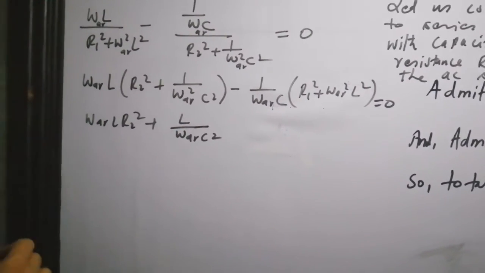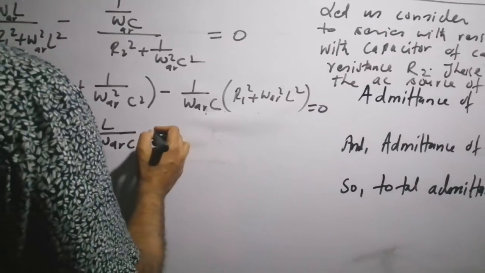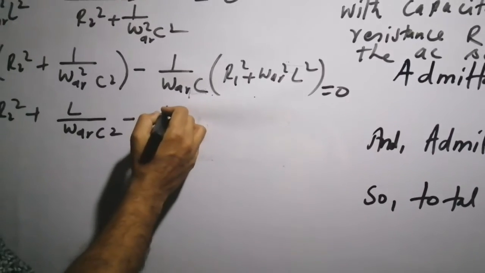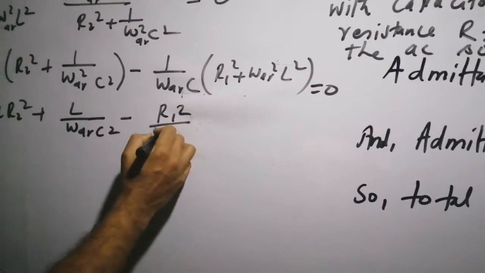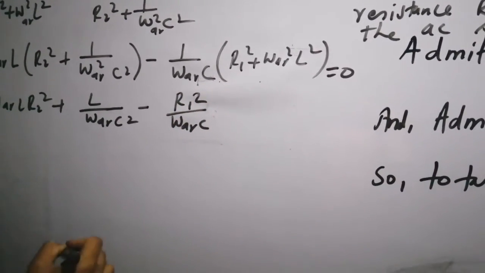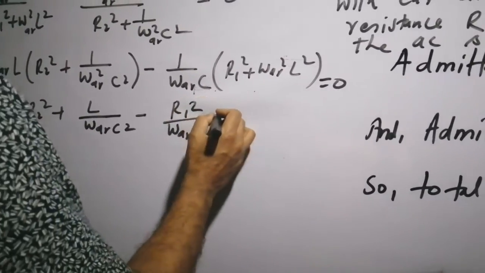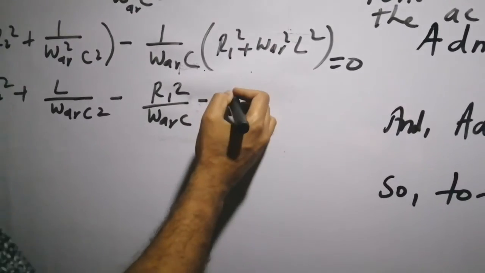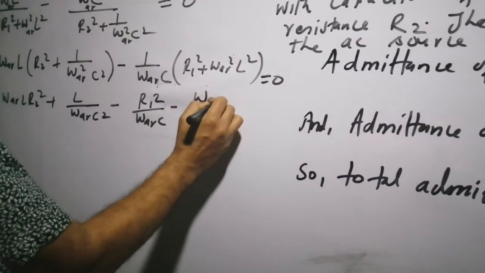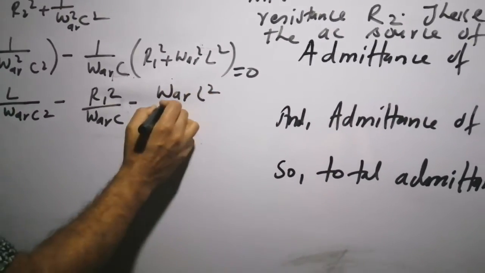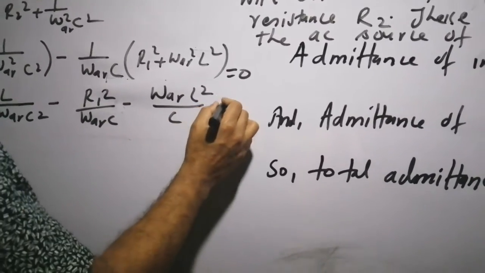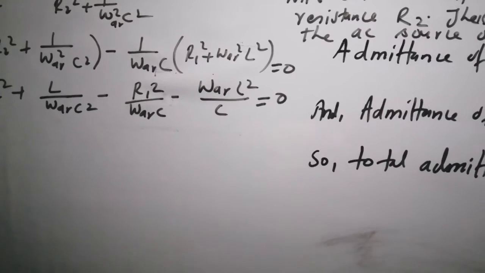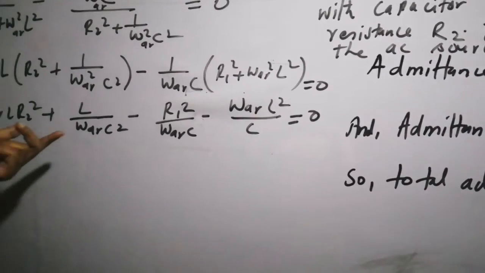Okay, and next term is here. Next term is, and so I have to multiply this. What we get? R1 square by omega AR C, and then this multiply by another term. So again omega AR, one of the omega AR cut, and we get omega AR L square upon C, which equals to 0. Okay, and we know that we have to find the omega AR.